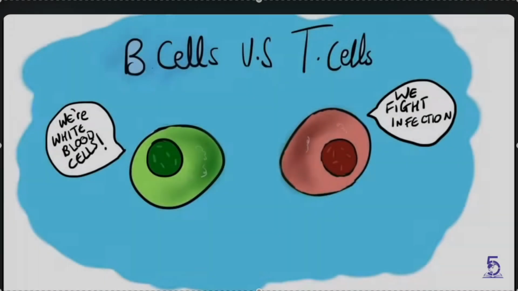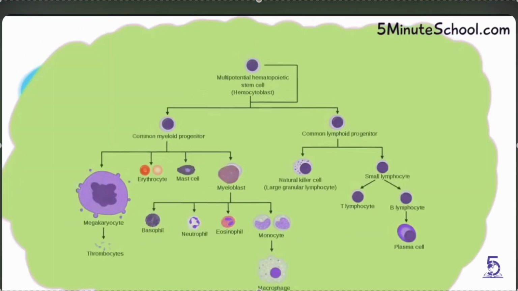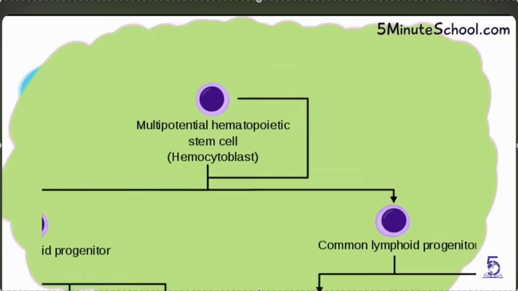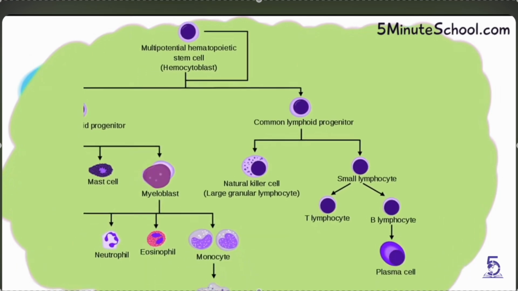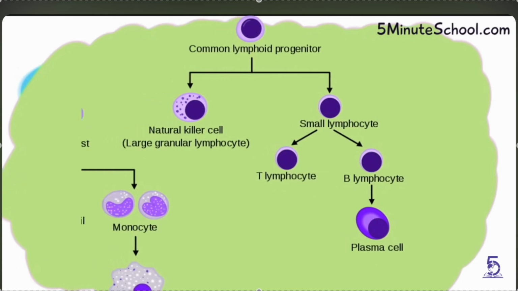So in today's video, we're going to be talking about B cells and T cells. They're both white blood cells and they have a role in immune function. That means that they have a protective role in fighting infections. There are different types of B cells and T cells, but they all originate from the same cell. This cell is known as the hematopoietic stem cell, which originates in the bone marrow. Through differentiation processes, this hematopoietic stem cell eventually forms B cells and T cells.